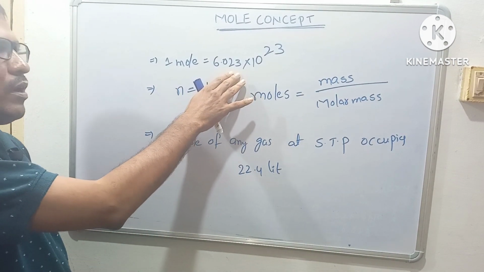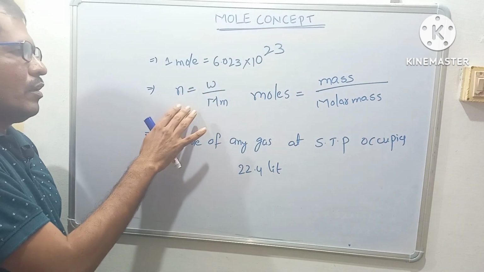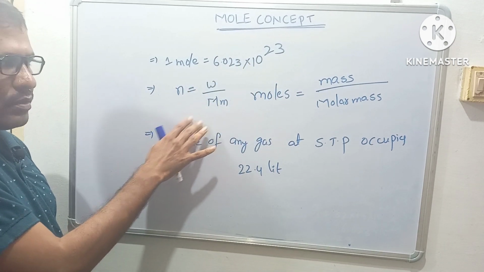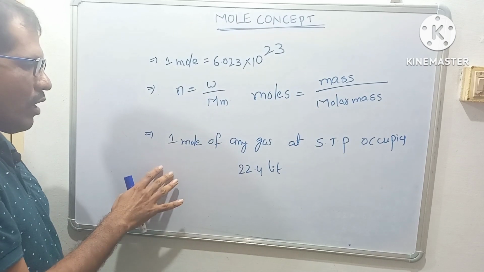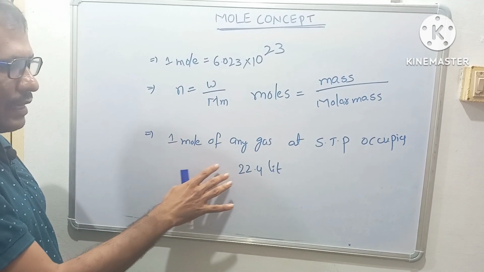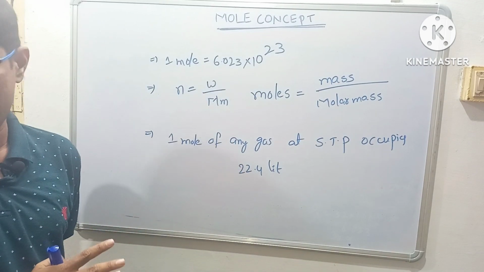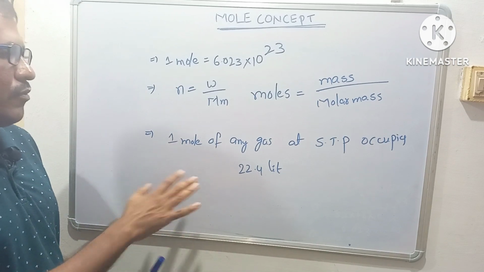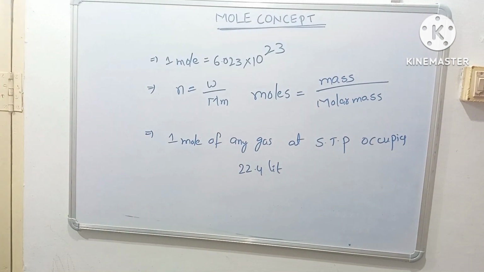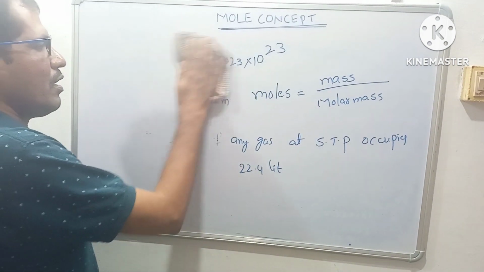So 1 mole equals 6.023 into 10 power 23. Moles equal mass by molar mass, right? 1 mole of any gas at STP occupies 22.4 liters. I request you to remember these three points, or these three formulas.